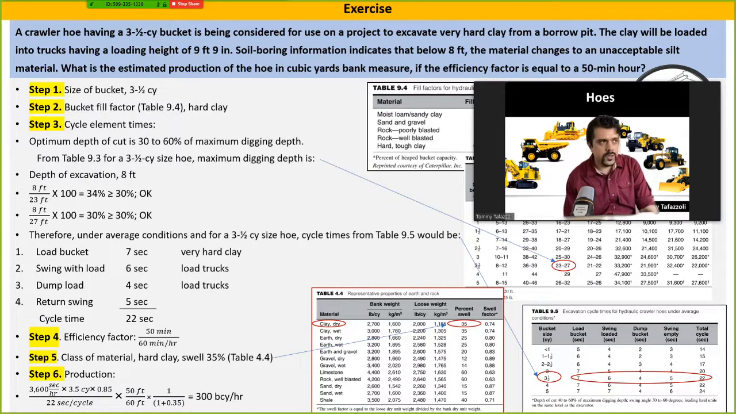So this hoe can excavate 300 bank cubic yards in 1 hour because of its bucket size, because of the material it is working with, and of course the digging depth. We should make sure the digging depth is okay, and because of the efficiency, for 10 minutes of an hour it's not working efficiently, but it will work efficiently 50 minutes an hour.